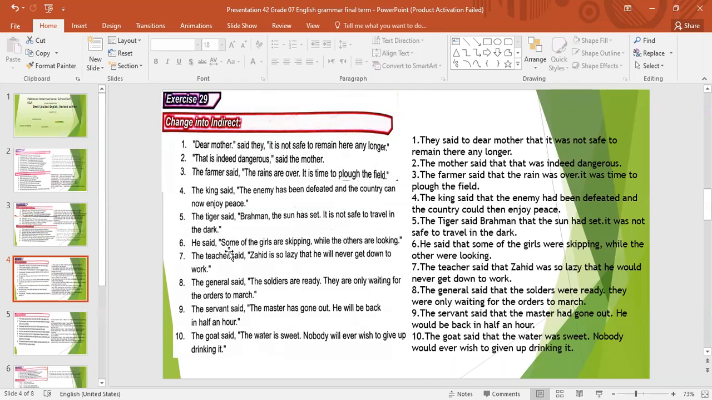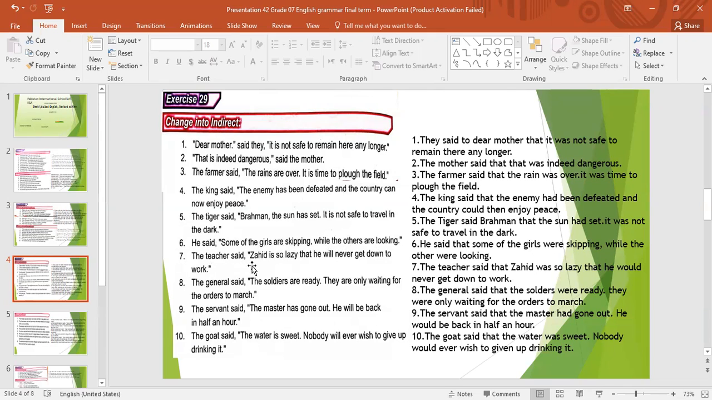He said, "Some of the girls are skipping, while the others are looking." This is direct speech. He said that some of the girls were skipping, while the others were looking. So change the tense of the sentence only.